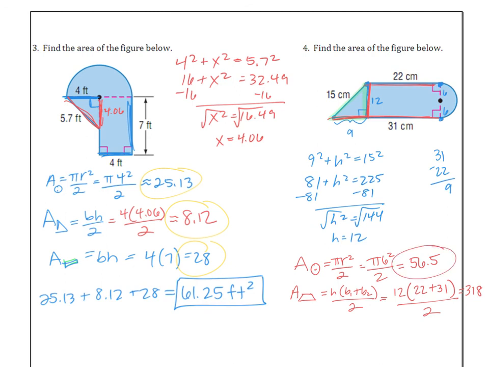Final step, add your two amounts together. So 56.5 plus 318, the total area is 374.5, and it's going to be centimeters squared.